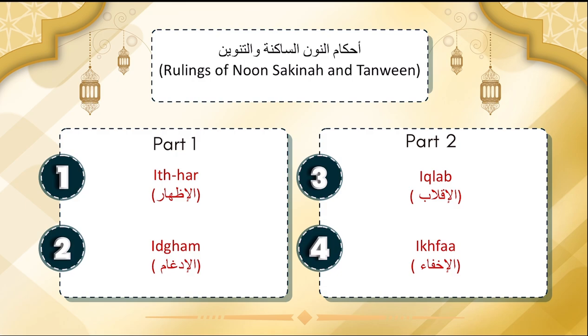So al-Izhar was basically when you clarify the noon. You pronounce it very clearly without playing around with it. And it comes when the letter after it is a throat letter. So that's the hamza, ha, ayn, ha, ghain, kha. If you have a noon sakin or tanween and after it is one of these letters, you will fully show the noon without hiding it, without playing around with it.